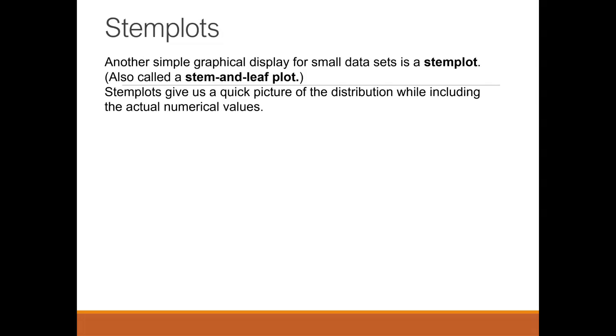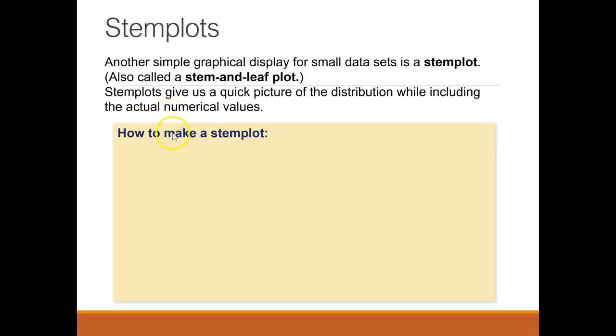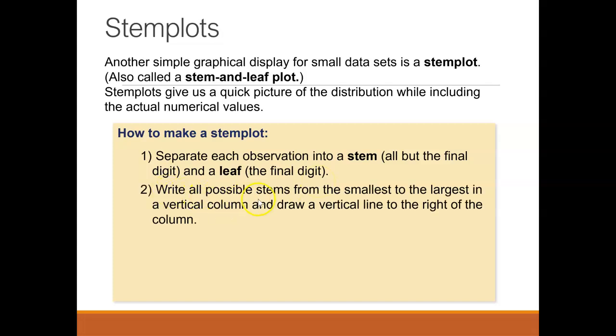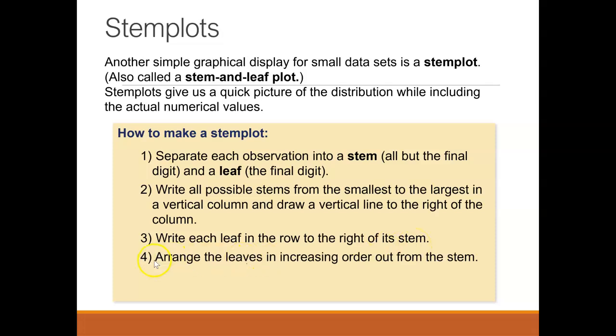Another way to represent data is with something called a stem plot, or stem and leaf plot. The way we make a stem plot is I separate each observation into a stem, that's everything except the final digit, and then a leaf, which is the final digit. I write all possible stems from the smallest to largest in a vertical column, and then draw a vertical line to the right of that column. Then I write each leaf in a row to the right of its stem, and I arrange those leaves in increasing order out from the stem, so from smallest to biggest.